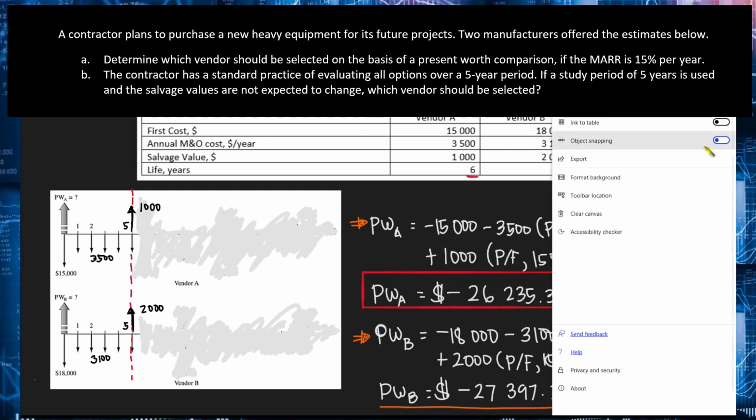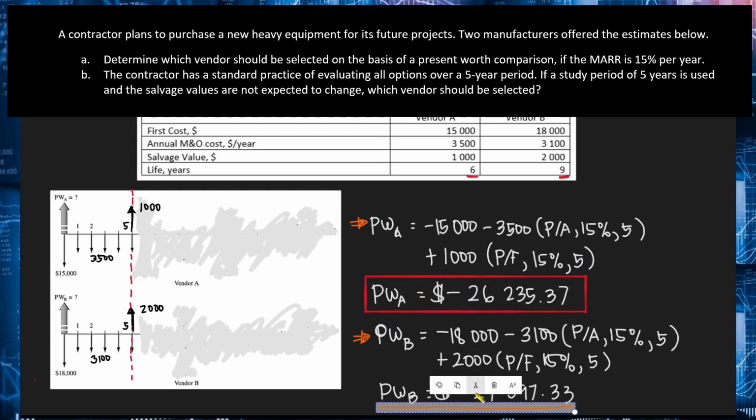Based on the smaller present worth value of the cost. This means that the shortened study period of 5 years has caused a switch in the economic decision. So merong ganitong mga cases, no? Depende sa analysis na ipe-perform nyo.